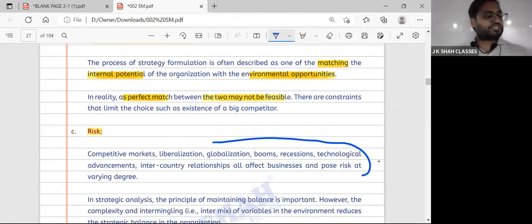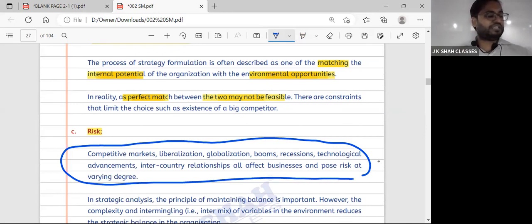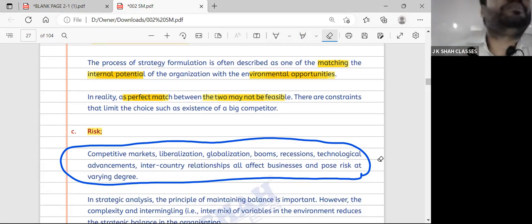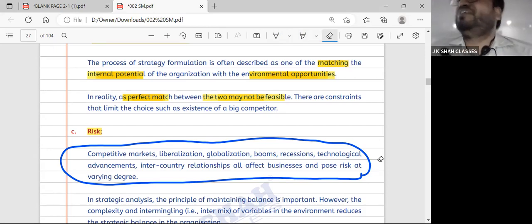I covered mostly everything. See if anything is left. I guess boom is left. Boom. What do you mean by boom? Prosperity, good situation in the economy. People are earning more, people are spending more. Then how come it is a risk? How come there is a risk? New competitors start to enter into the business. If everything is going well, everybody starts doing business.